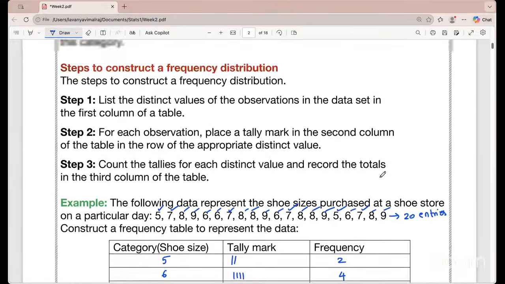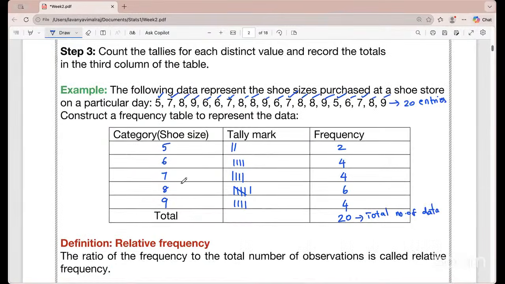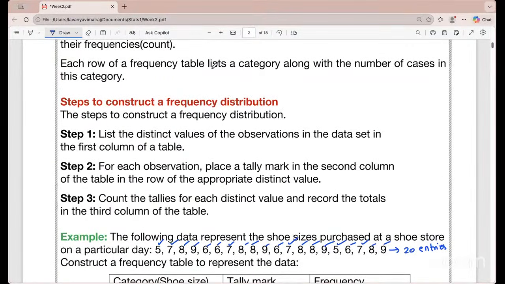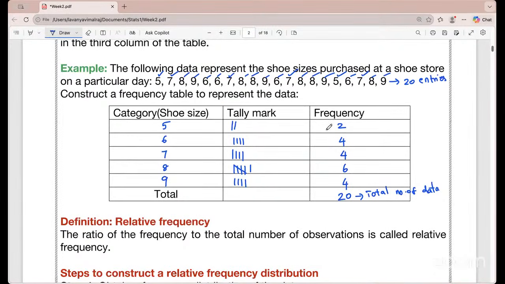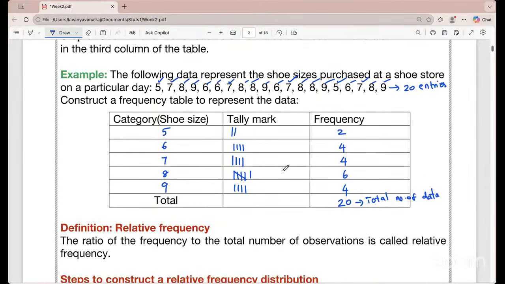Now let's go back here and see the same. A frequency distribution of qualitative data is a listing of distinct values and their frequencies. That's what we did. Each row of a frequency table has a category along with the number of cases in this category. We first listed the distinct values, and for each observation we placed the tally marks, and then we counted the tallies for each distinct value. As simple as that. So, is the frequency table clear for everyone?